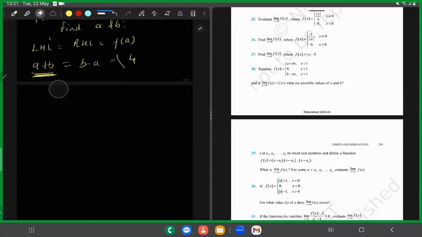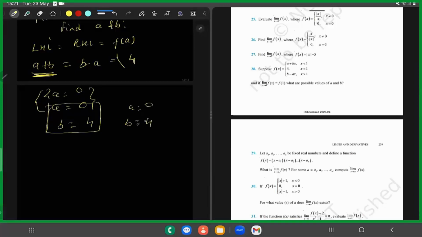Actually there is a small mistake here. So this basically gives 2a equal to 0, then this gives a equal to 0. And if you put a equal to 0 in this expression, then this gives b equal to 4. So these are the values, a equal to 0 and b equal to 4. That would be finally our answer. For these values, the function satisfies the given condition, that is left hand limit equal to right hand limit equal to value of the function at that point.